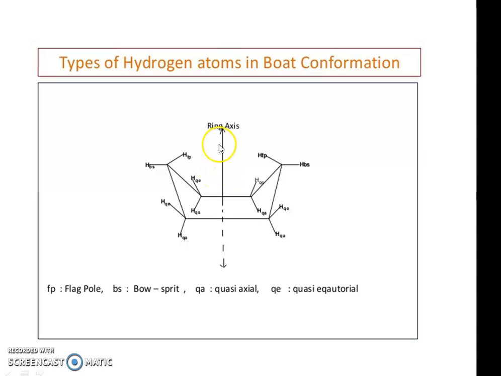Accordingly, if you want to know what these are, you can give the definition with respect to the ring axis: which are in the plane of the ring, which are out of the plane of the ring, which are parallel to the ring, and so on. Like that you can give. This is only for the representation. You can represent all the 4 types of hydrogen like this.